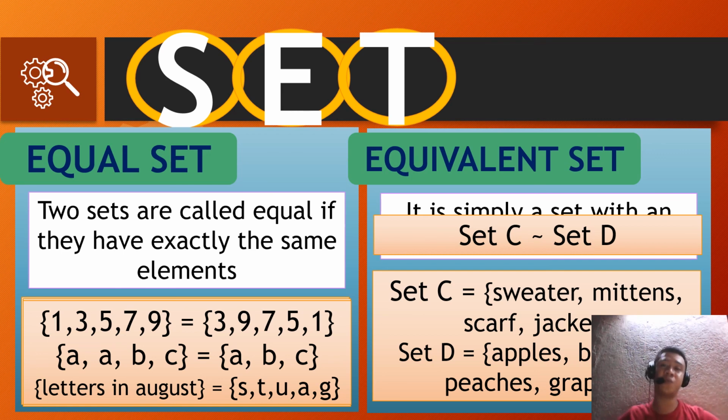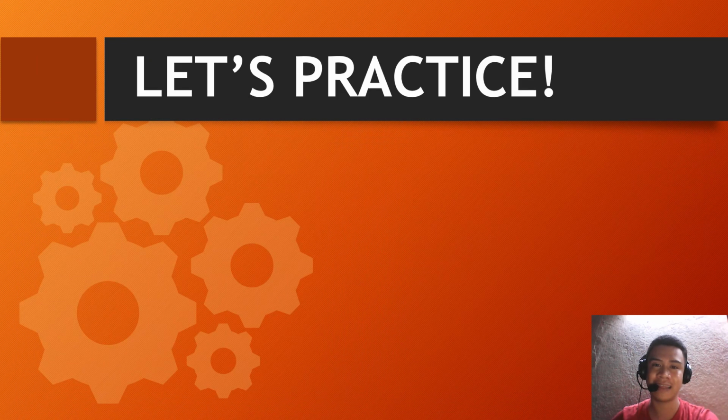So what can we conclude to equal set and equivalent set? That all equal sets are equivalent sets, but not all equivalent sets are equal sets. Lahat ng equal set pwedeng maging equivalent set. Pero hindi lahat ng equivalent set ay pwedeng maging equal set. Okay, that is equal versus equivalent set.